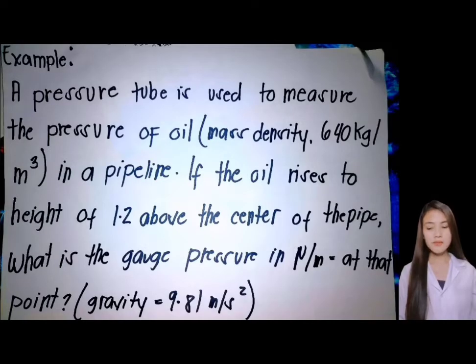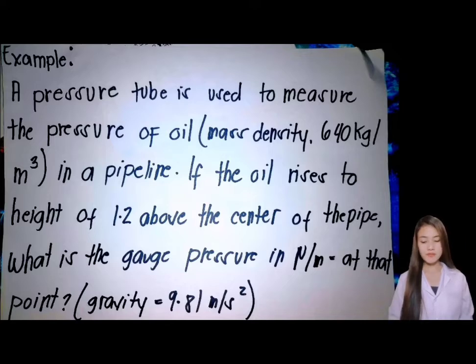For the first example, a pressure tube is used to measure the pressure of oil with a mass density of 640 kg per cubic meter in a pipeline. If the oil rises to a height of 1.2 meters above the center of the pipe, what is the gauge pressure at that point? With a gravity of 9.81 meters per square second.